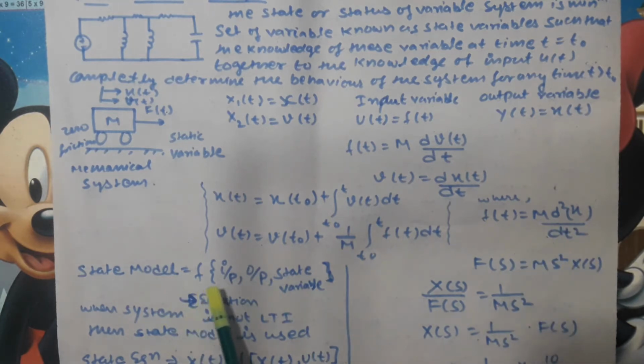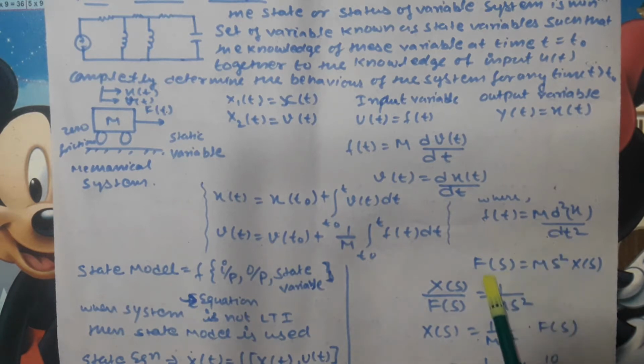The state model is the function of input, output and state variables, given by the state equations. If the system is not LTI, then the state model is used. The state equation: x dash of t is a function of x of t and u of t. The output equation: y of t is a function of x of t, or y of t is a function of x of t and u of t.